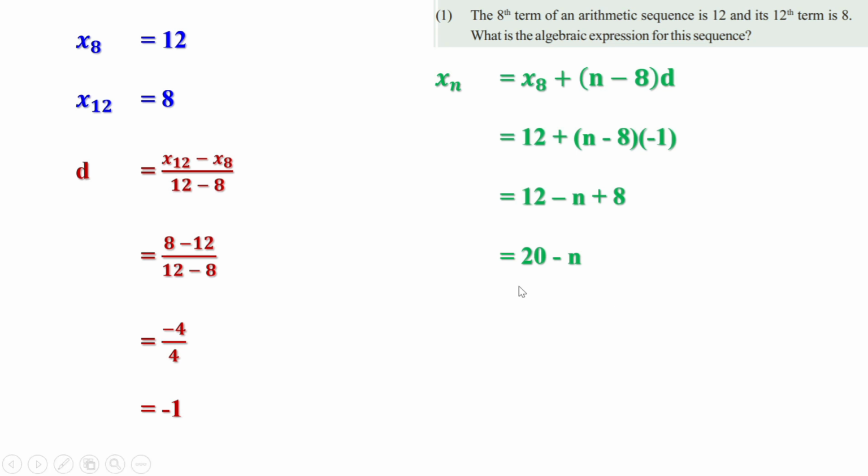Now you can check whether your answer is right or wrong. When you give n equal to 8, you will get 8th term, that is 20 minus 8 or 12. When you give n equal to 12, you will get the 12th term, that is 20 minus 12 equal to 8. So this is the algebraic expression of this sequence.